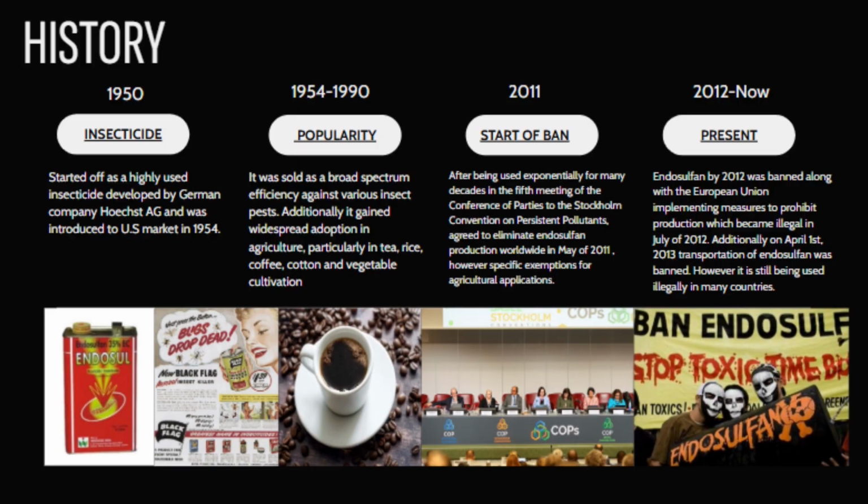Now to the present, endosulfan in 2012 was banned by the European Union, officially became illegal in July of 2012, and additionally on April 1st, 2013, transportation of endosulfan was banned. However, it is still being used illegally in many countries.